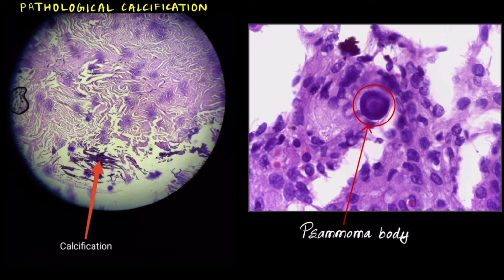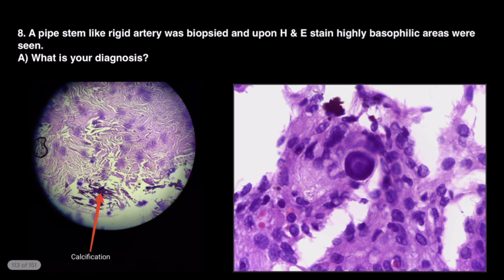See, calcium is supposed to be deposited in bone and teeth. When calcium deposition takes place in tissues other than bone and teeth, that's pathological calcification. And this deposition of calcium in tissues is seen in the form of highly basophilic areas under H&E stain. Sometimes what happens is that calcium gets deposited around dead cells or necrotic cells in a rounded fashion. And this is what we call Psammoma body. So this is a case of pathological calcification of artery.